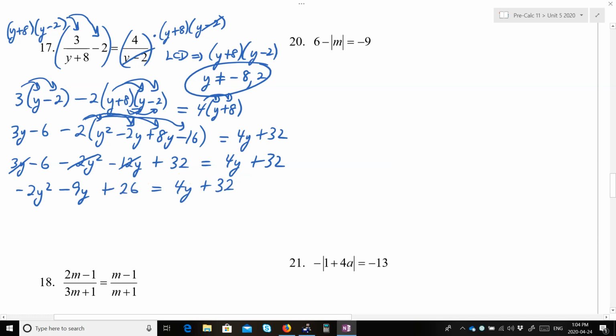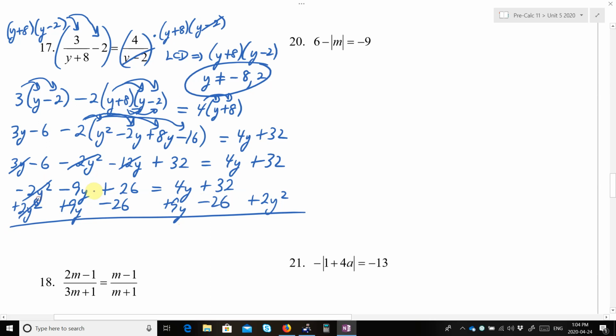Okay, now I'm going to add 2y squared to the other side. I'm going to add 9y to the other side, and I'm going to subtract 26. That cancels to 0, that cancels to 0, that cancels to 0. So we have 0 equals positive 2y squared plus 13y plus 6.